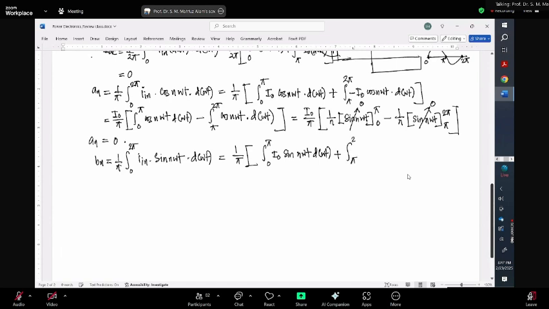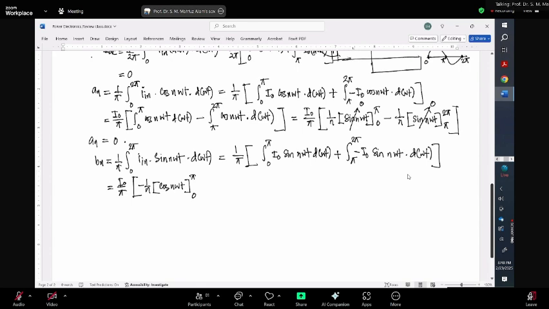plus pi to 2 pi minus I naught sine n omega t multiplied by d of omega t. So it would be 1 over pi. Then if I take I naught out, it would be I naught over pi. And then what should be the integration of sine wave? Minus 1 over n cos n omega t. And the limit should be pi to 0.